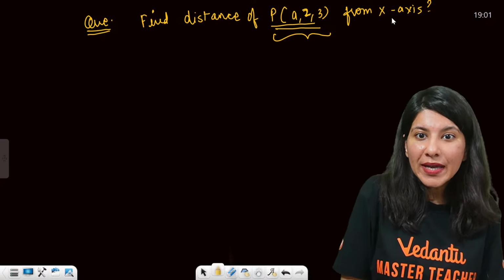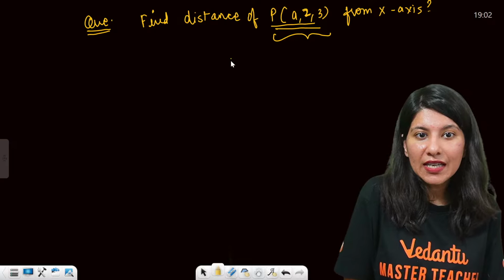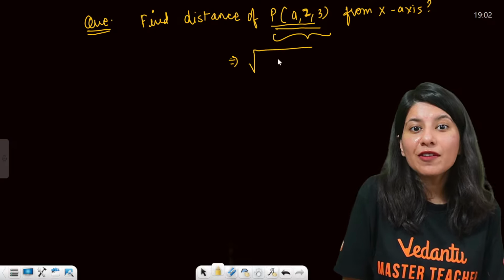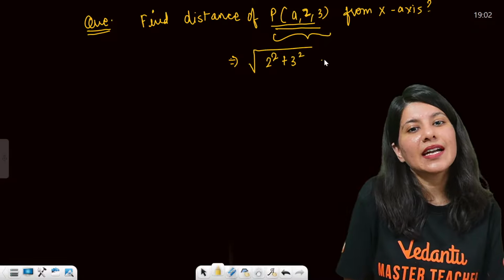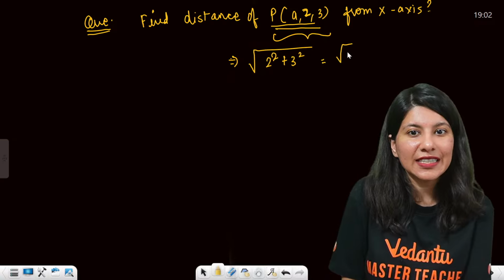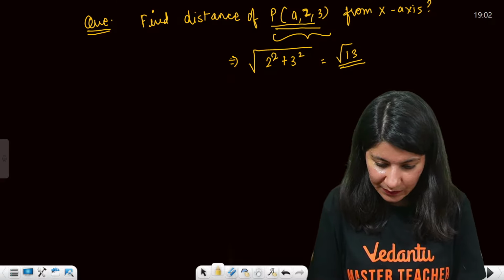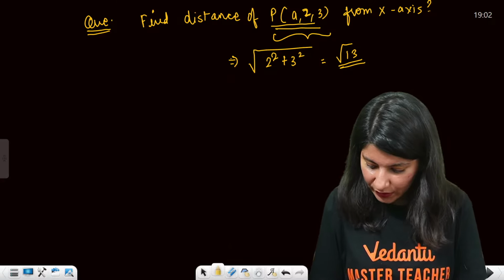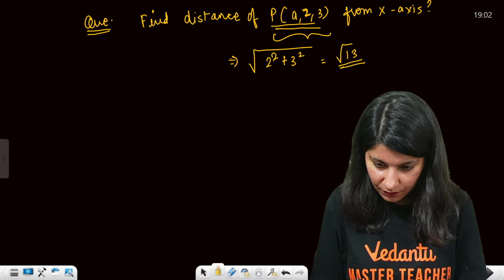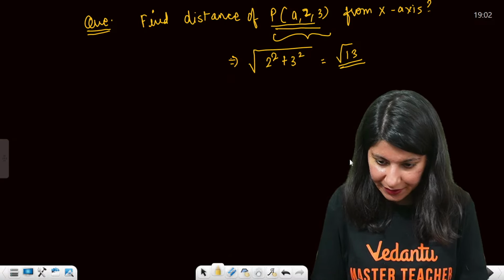The logic is that you don't even need the x coordinate. Okay, so from x-axis the distance will be what? Tell me. Square root of 2 square plus 3 square. That's it. So square root of 13 will be the answer. Are you getting my point? Yes? Okay. Clear?